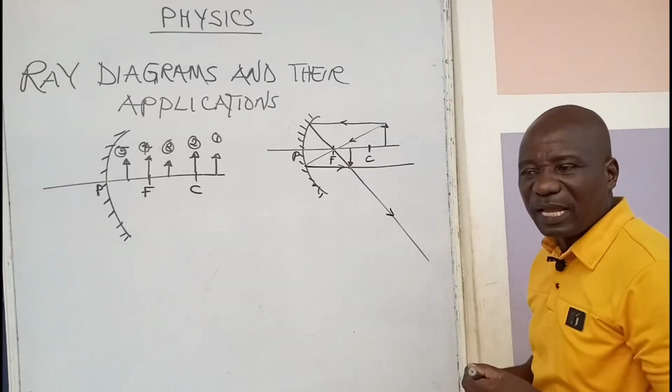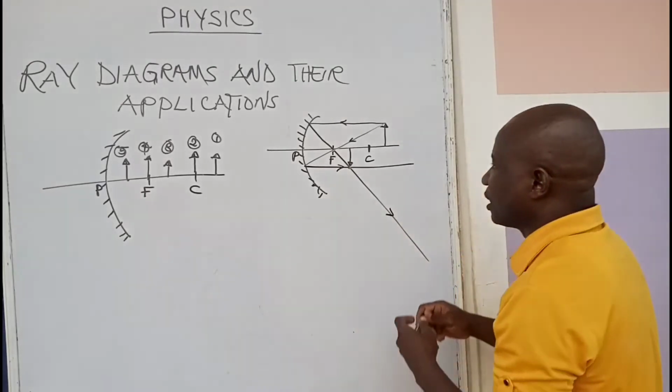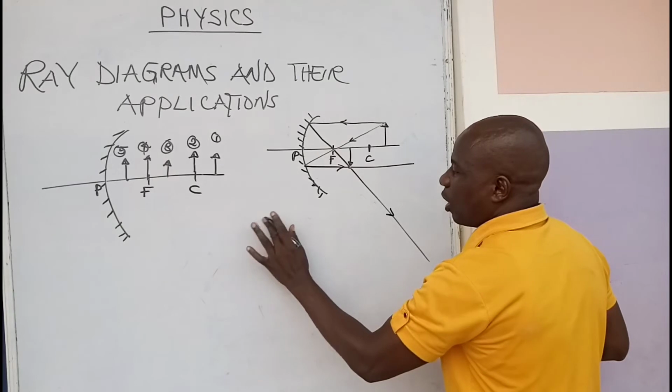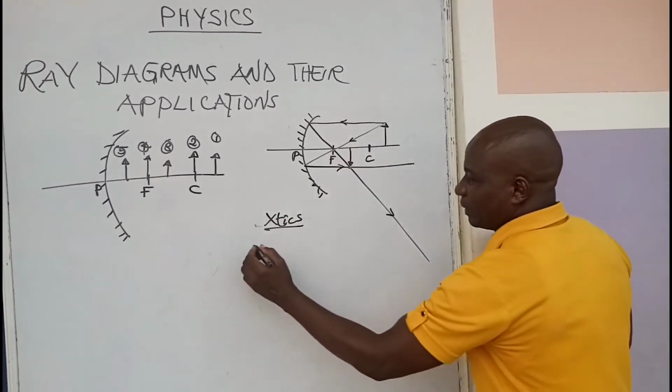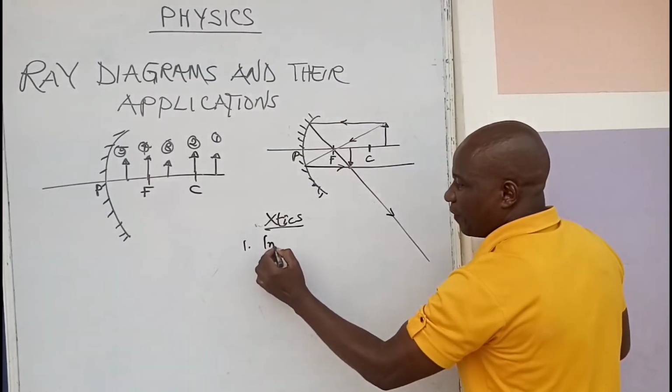That is where I'm going to have my image. Class, even without looking at something, you can get it. Look at it. Number 1, the characteristics of the image formed. 1, it is what? Inverted. That is upside down. Inverted.